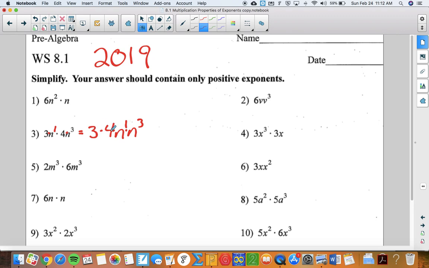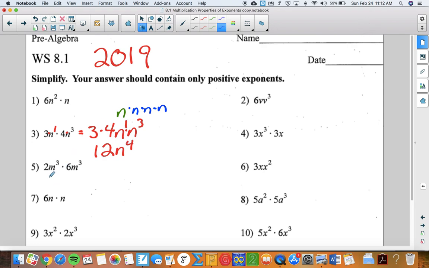So on the left side here, I have 3 times 4, which is 12. But then I want to simplify n to the 1 times n to the 3. And in that case, we add the exponents together. Because n to the 1 looks like that. We're multiplying that with n to the 3, which looks like this. So how many n's are we multiplying together? 4, which can be written in exponential form as n to the 4th.